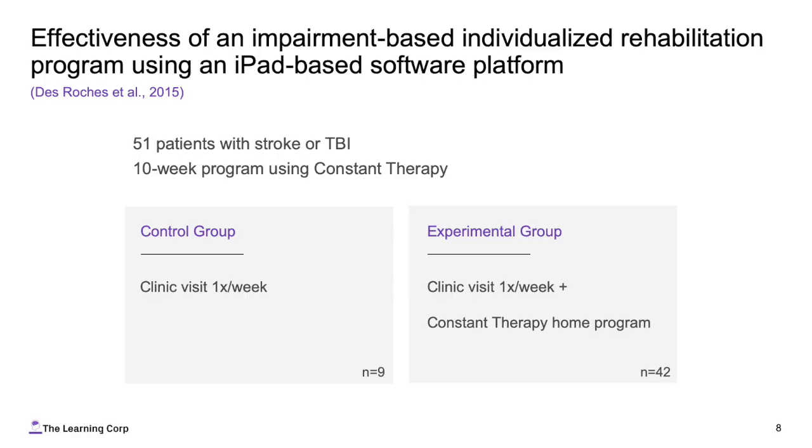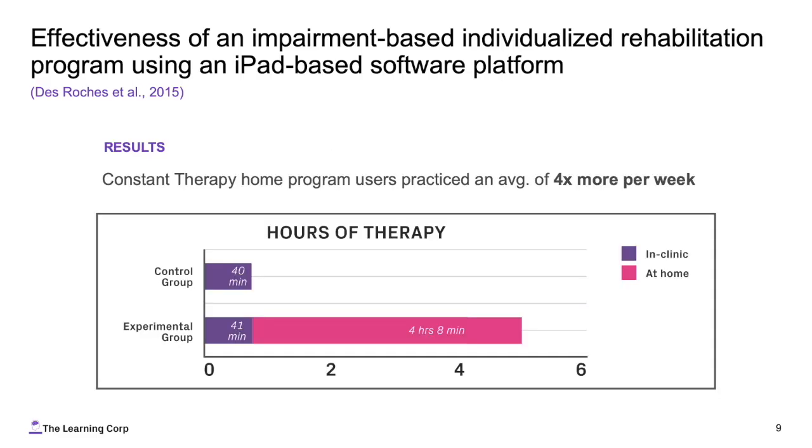The control group got an in-clinic visit once per week, and the experimental group got an in-clinic visit once per week, plus they were given Constant Therapy as a home program. The home program users weren't given requirements about how long they should be spending on the program, so it was up to them about how much time they wanted to use the program. So as far as results, let's first look at engagement. Although Constant Therapy users weren't required to use it, they used it on average 4 hours per week. So that was 4 times more opportunity to practice the speech, language, and cognitive skills.